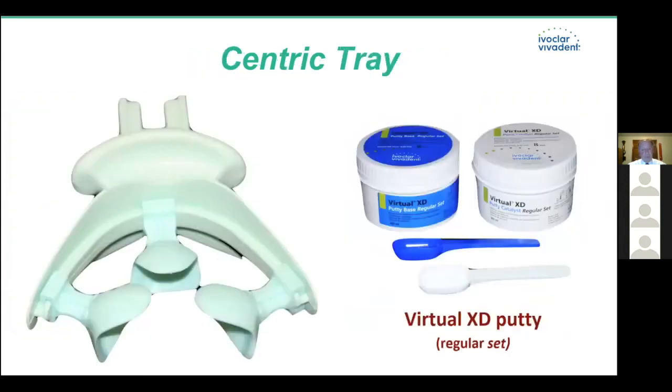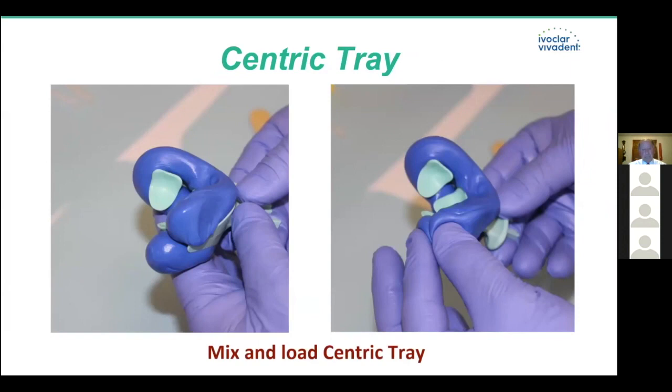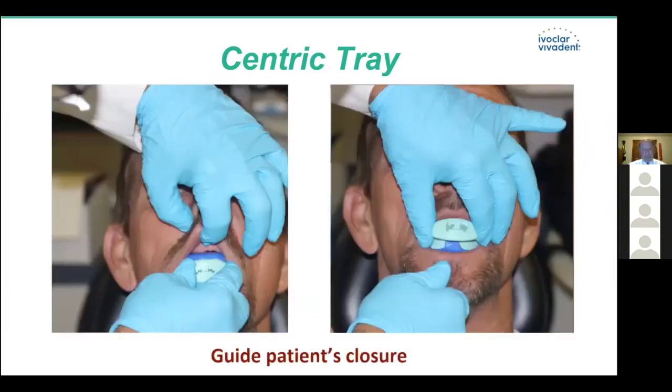This is a centric tray. As I said, it's kind of a scaffold-like device. This is the Virtual XD regular set material. We just mix it up into a doughy stage, and we apply it to the centric tray and place it in the patient's mouth. You could do some predetermined vertical dimension by putting a dot on the chin and a dot on the nose. If you've got different devices to help you get vertical dimension, those are great.